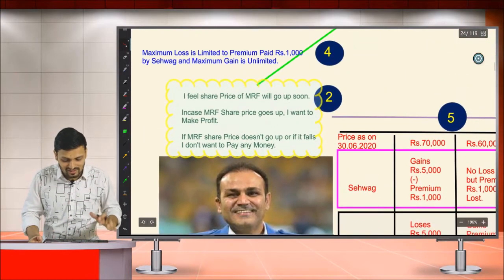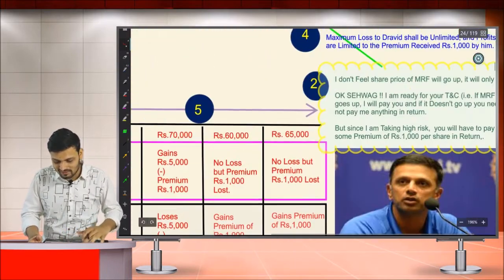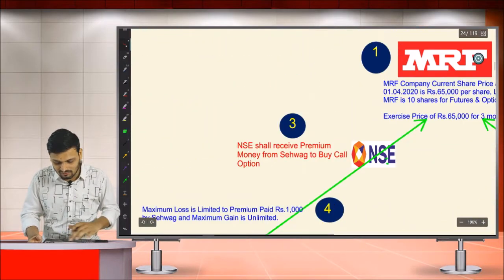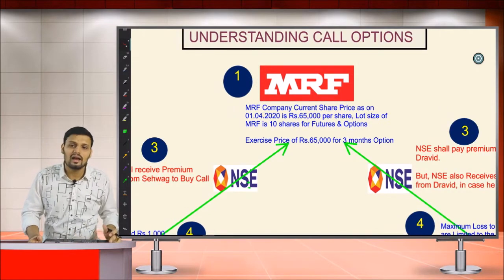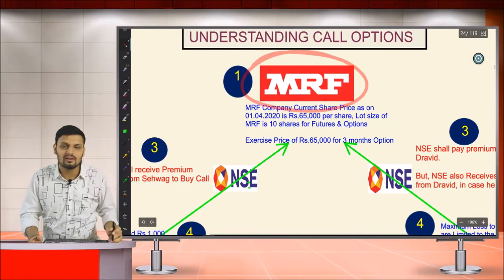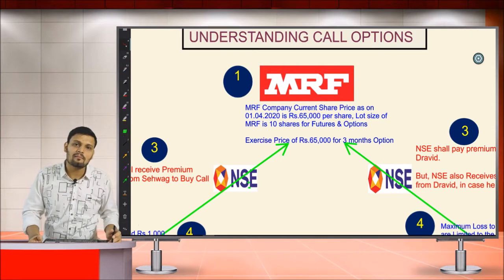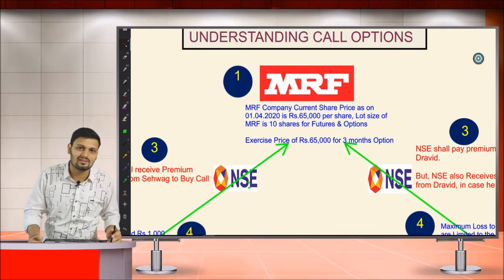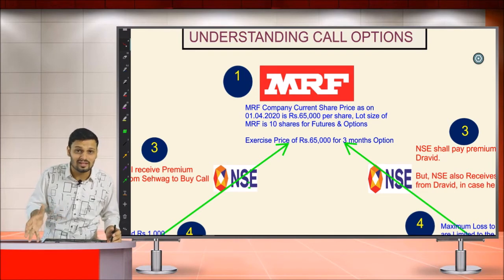Now let us first try to understand the mindset of Sehwag and the mindset of Dravid. Before that, I would like to tell you that this is an example of MRF shares. As you all know, MRF is one of the costliest shares in the Indian stock market, roughly around 65,000 rupees per share.